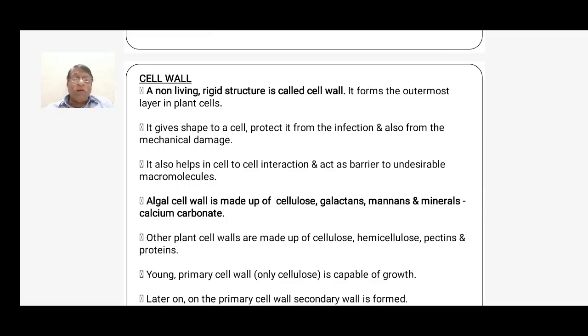The chemical nature also varies. Primary wall is made up of only cellulose. Okay.